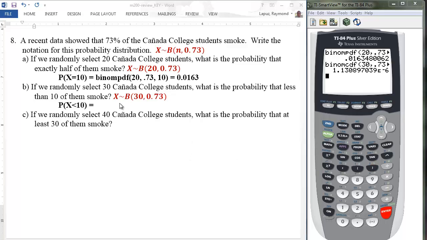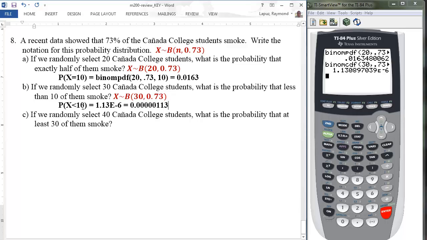So as a result, now if you put 1.13 and stop there, that would be incorrect, because your probabilities have to be between 0 and 1. Clearly 1.13 is not between 0 and 1. What is included in your answer here is e to the negative 6. What that says is you're going to take your decimal point and move it 6 places to the right.